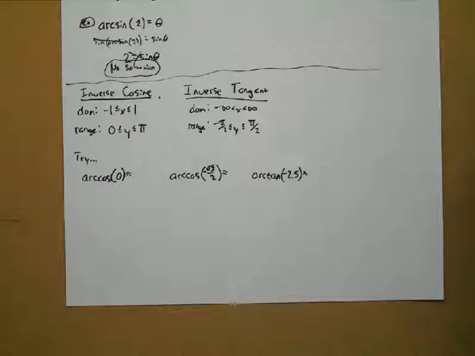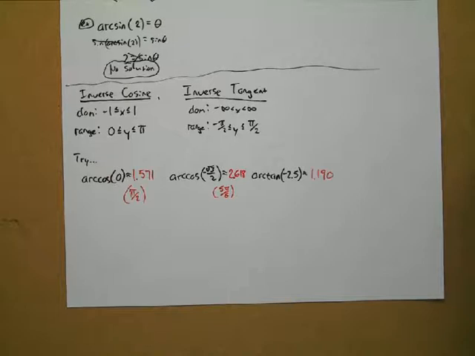Arc cosine of 0 is also pi over 2, right? Because cosine of pi over 2 gives us 0, so arc cosine of 0 would give us pi over 2. Arc cosine of negative root 3 over 2, 5 pi over 6 is also the equivalent measure in radians. And then 1.190 for the arctan. There is no easy radian measure for that, because that's not a typical tangent value.